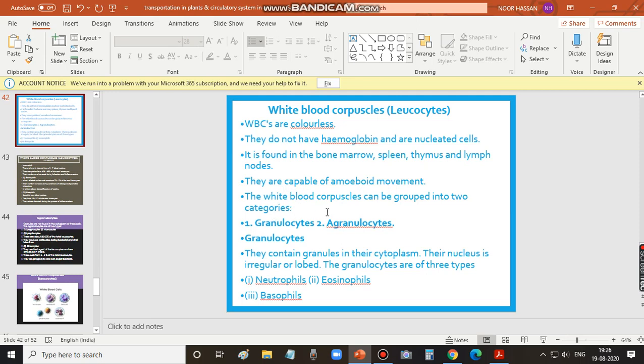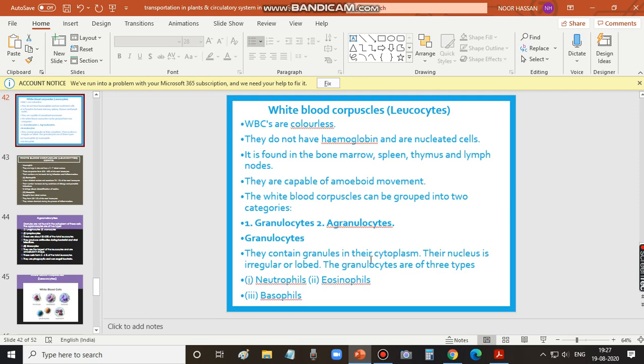There are two types of WBCs or white blood corpuscles or leukocytes. One is granulocytes, the other is agranulocytes. From the name you can understand that granulocytes contain granules. These are white blood corpuscles with granules in their cytoplasm. Agranulocytes refers to no granules. A refers to absence, so no granules are present in the cytoplasm of agranulocytes. We'll now discuss granulocytes.